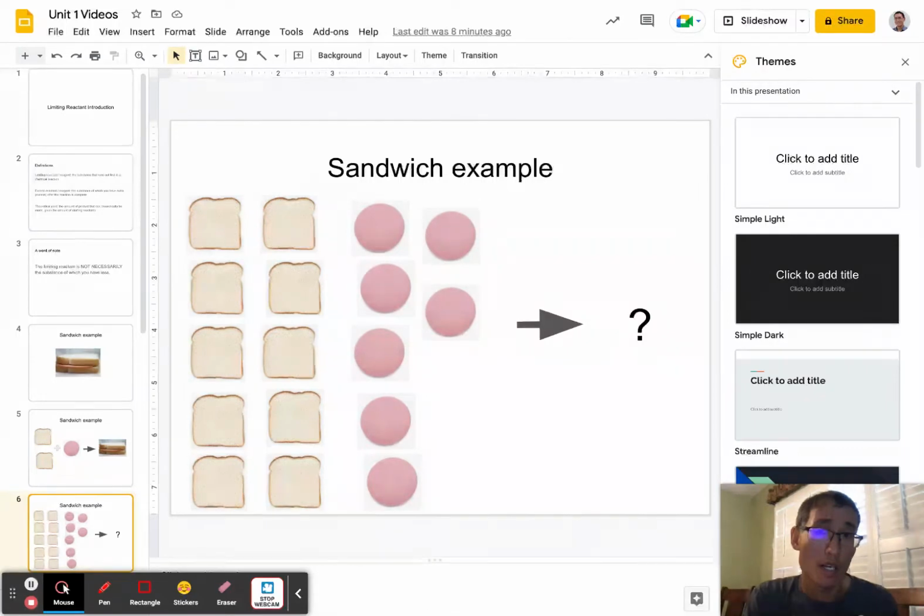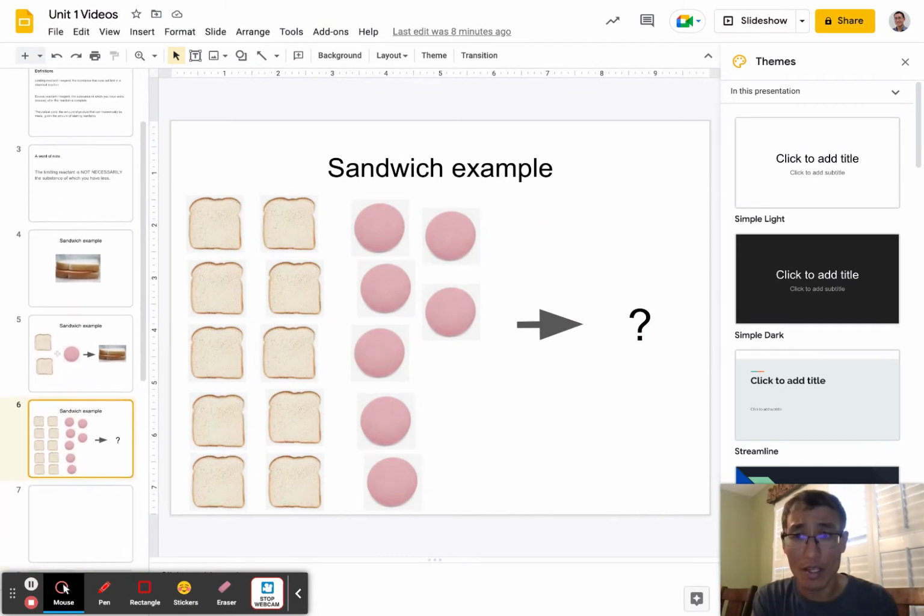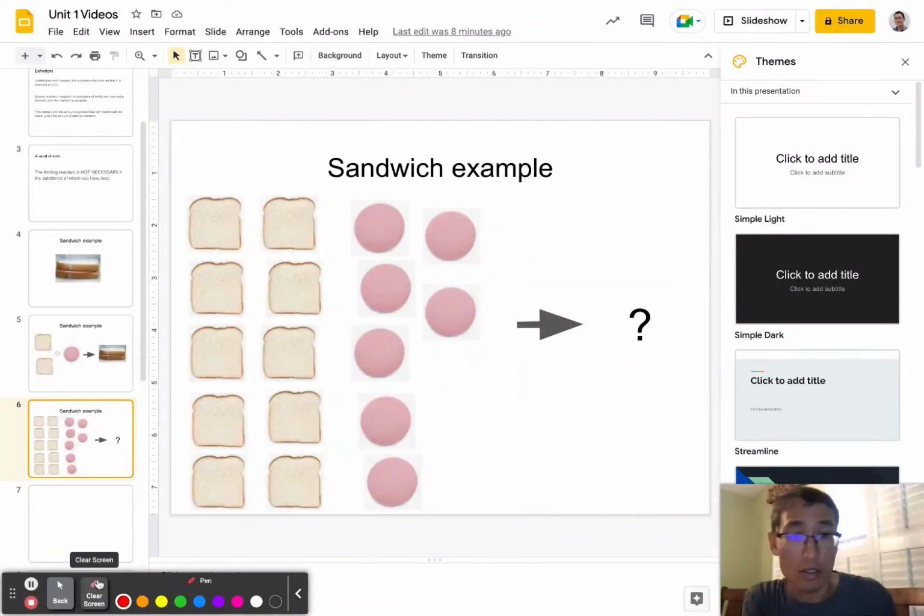Or how many sandwiches can I make with just thinking about bologna, but not thinking about the bread? So see how much you can make out of each one. And then you think about, well, which one's going to run out first? So if I do this reaction and I make bologna sandwiches, how many bologna sandwiches can I actually make? Well, let's take a look.